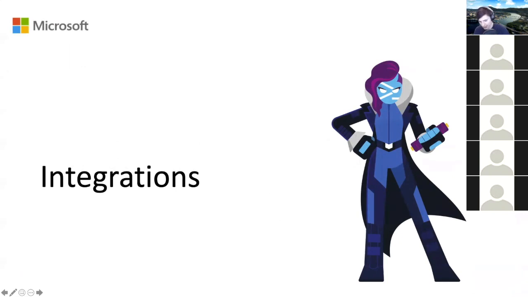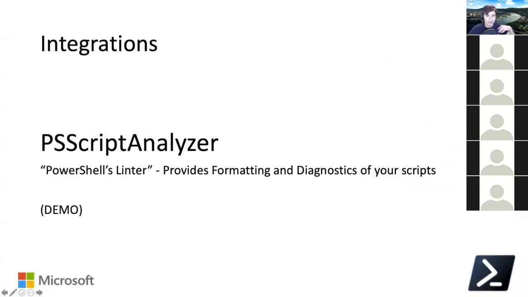So next section of this talk is all about integrations. The number one integration that everyone knows and loves when dealing with the VS Code extension is the integration with PSScriptAnalyzer. PSScriptAnalyzer is PowerShell's linter, if you're familiar with what a linter is. And if you're not, what it does is it provides formatting for your scripts and also diagnostics of your scripts. And diagnostics here are, well, you'll see what they look like in a sec.